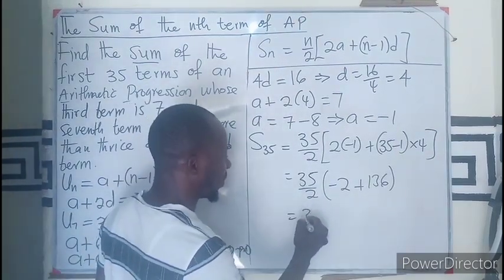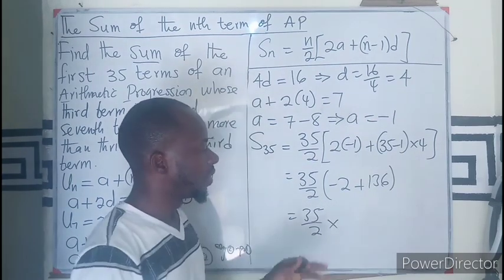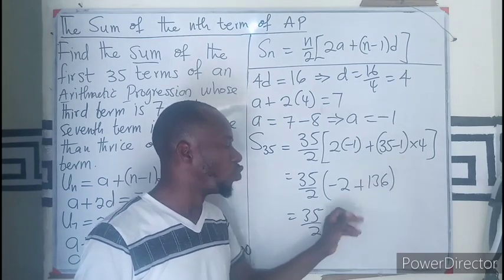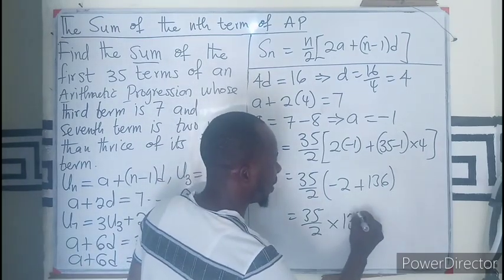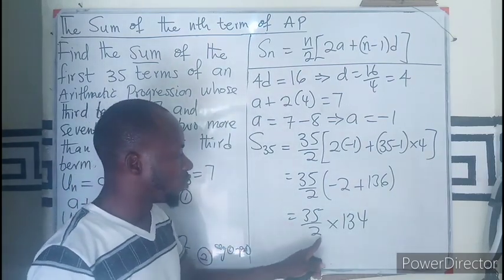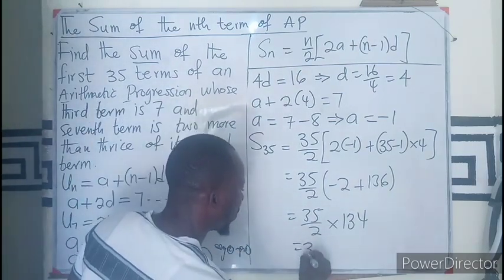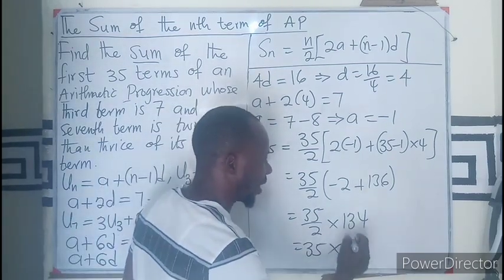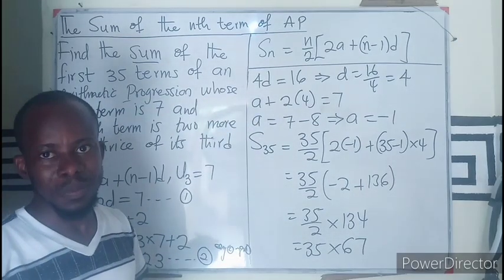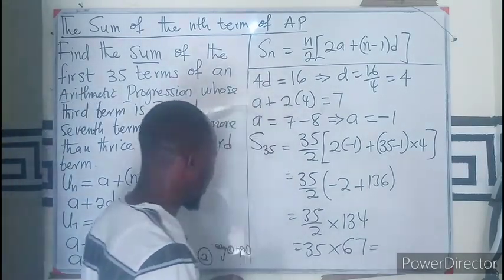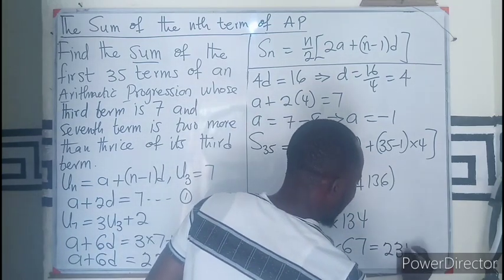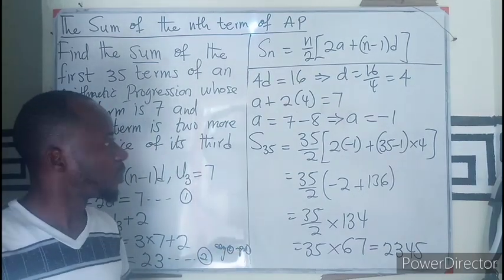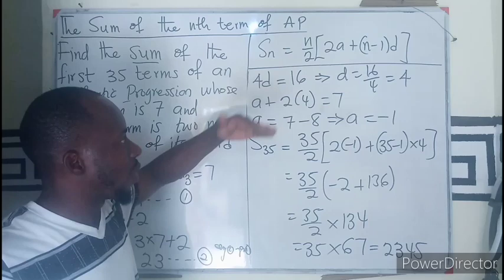We can still maintain 35 over 2 times this being added to this. It's the same as 136 minus 2, and that will be 134. I believe these two can do justice to that. So 35 times 67. If you multiply this, it will give you 2,345.